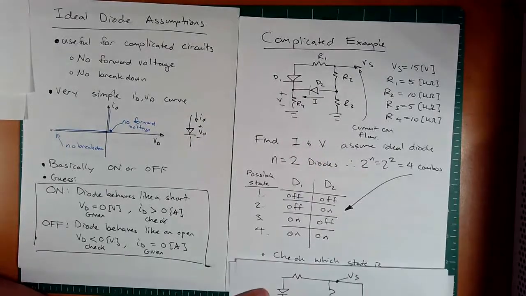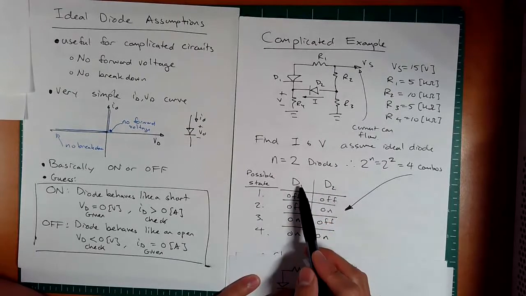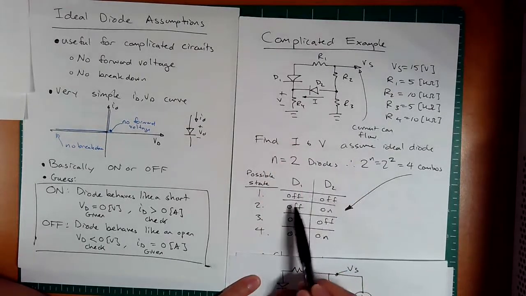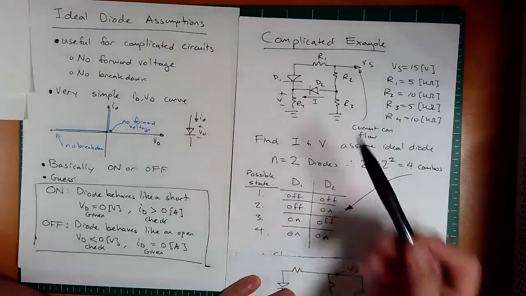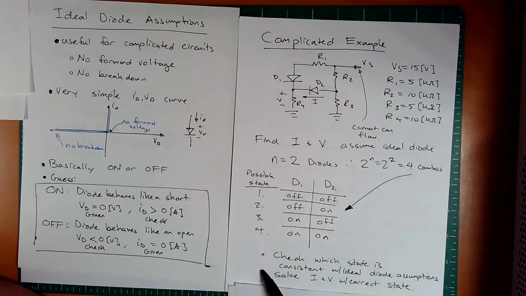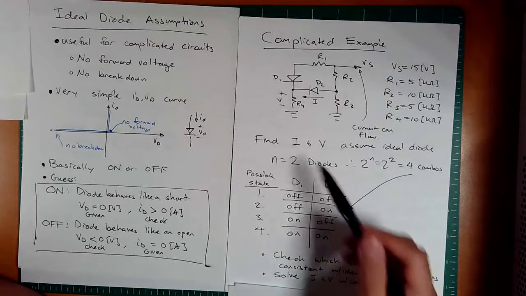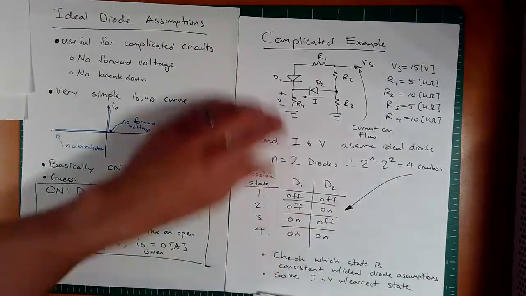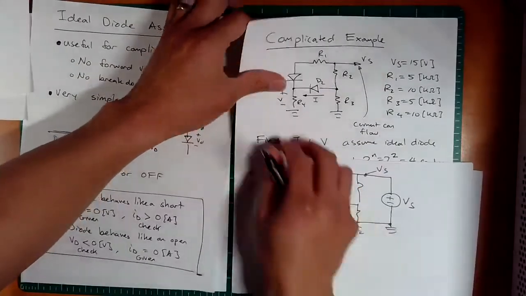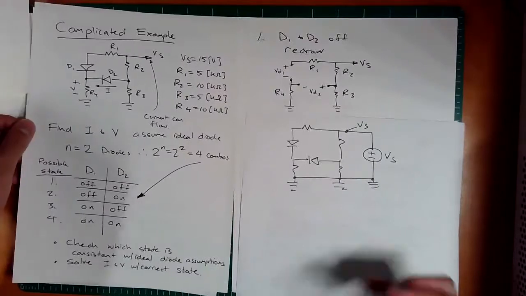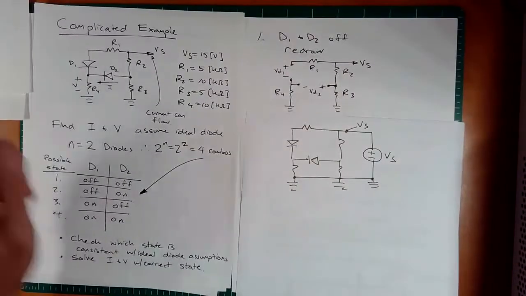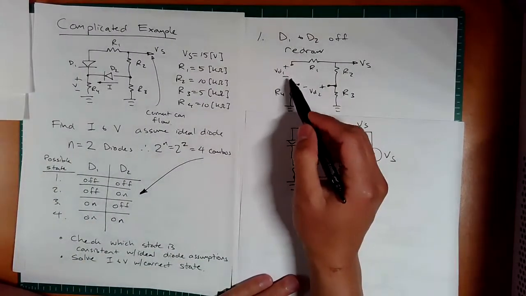Okay. So we got all our combinations. Diode 1, diode 2, they could be off-off, off-on, on-off, or on-on. These are the 4 different combinations. And so again, we're going to check which state is consistent with ideal diode assumptions and solve for I and V once we have it. All right, so let's just make an arbitrary guess here. We're going to assume that they're both off, right? This is probably wrong, but let's guess that they're both off.